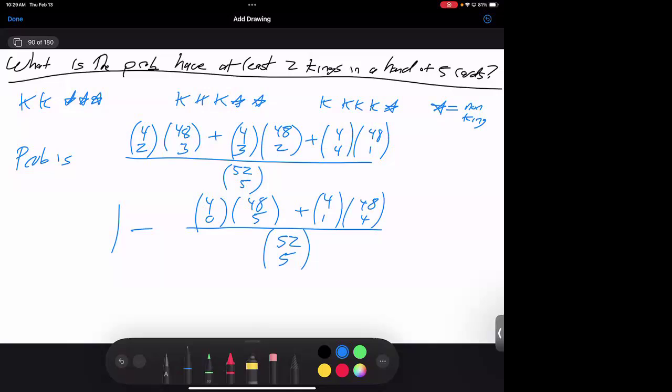It doesn't make too much of a difference now, but if we had, say, a game like Bagel where you have 2 decks, and you can now have 8 kings, it would be much better to do it as a 1 minus. So for a lot of problems, it's easy to calculate the probability that something doesn't happen rather than the probability that something does happen. All right.